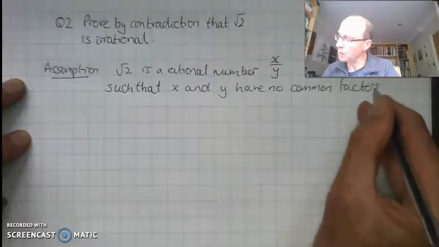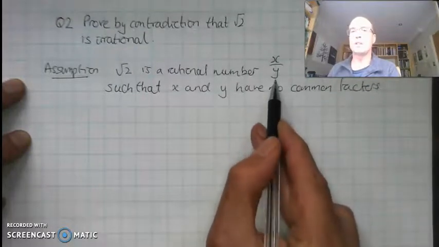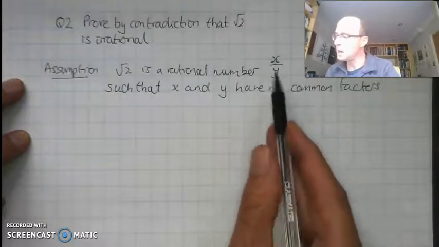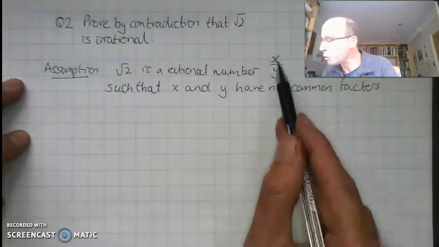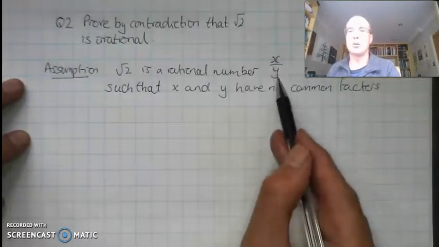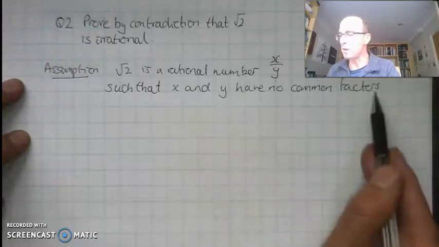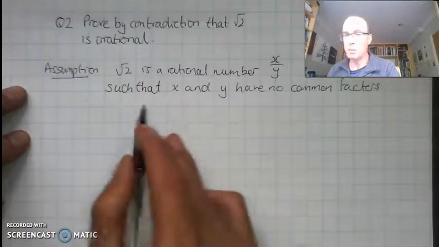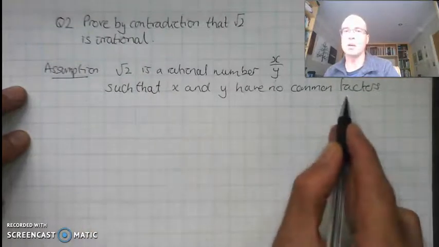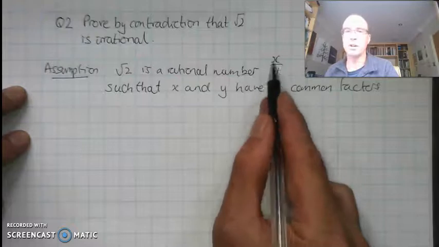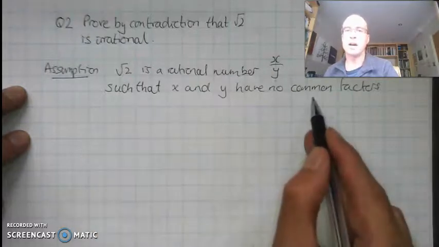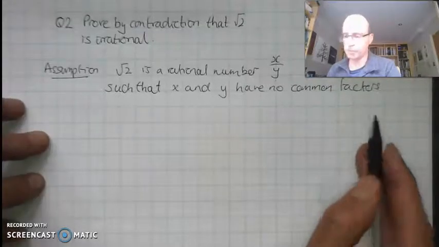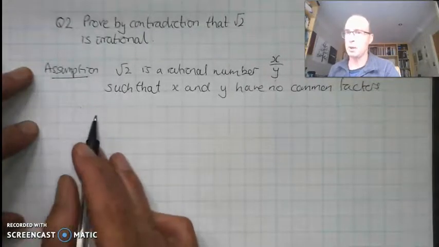So if they had got a common factor, I'd be able to simplify this down. So I'm assuming that my x and y is in the simplest form. So if I'd got 24 over 36, I could have simplified that down to 2/3. So x and y have got no common factors, so this x and y is in its simplest form. This is really important because this is the bit that we're going to end up contradicting. We're not going to contradict the first part of the assumption. It's going to be the fact that there are no common factors that's going to enable us to contradict the assumption.